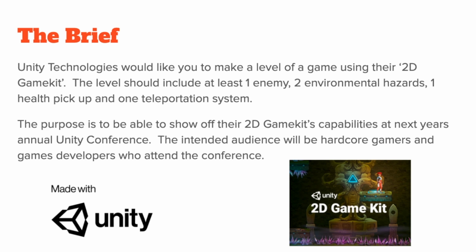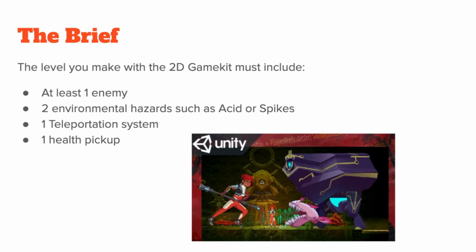What it is, it gives you some pre-made things in order to be able to build your level. The purpose of this is that Unity would like to show off 2D game kit's capabilities at next year's annual Unity conference. The intended audience will be hardcore gamers and game developers who attend the conference. So as mentioned, you will want to have at least 1 enemy, if not more, in your level. 2 environmental hazards such as acid or spikes, 1 teleportation system and 1 health pickup. There's a lot in this kit, so you may want to put in more than just 1 or 2 of these things.